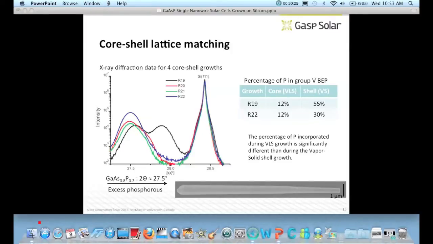Then we simply modify the amount of phosphorus, and it's slightly better, almost just one peak. Better again in the final growth here. We have 30% of phosphorus atoms in the group 5 flux, and you get a perfect lattice-matched core-shell growth. This is an image of one of the core-shell nanowires.